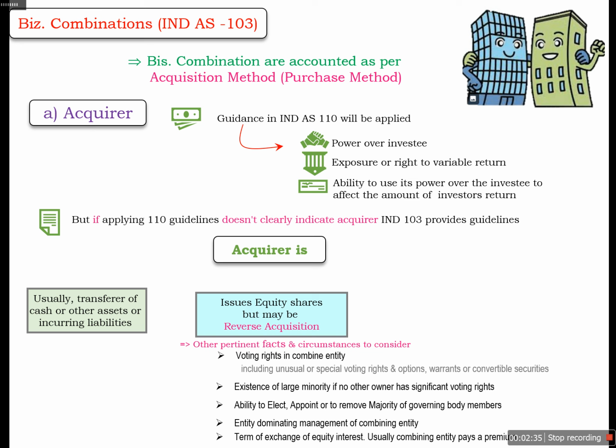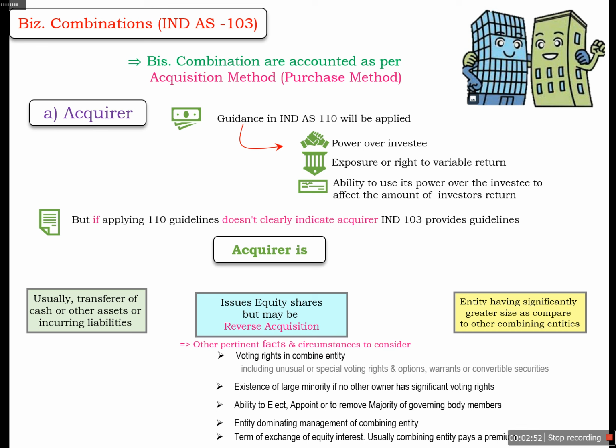Usually the combining entity that pays a premium is called the acquirer. Apart from it, the third condition is that usually the entity that is significantly greater in size as compared to the other combining entities will be classified as an acquirer.